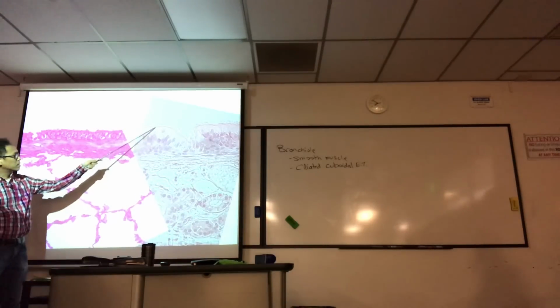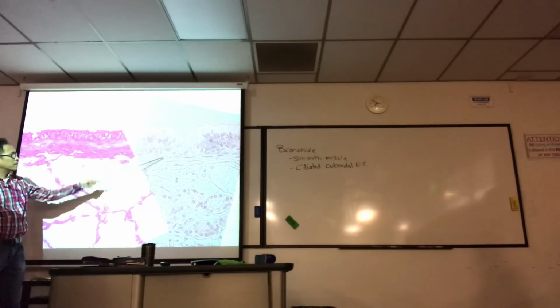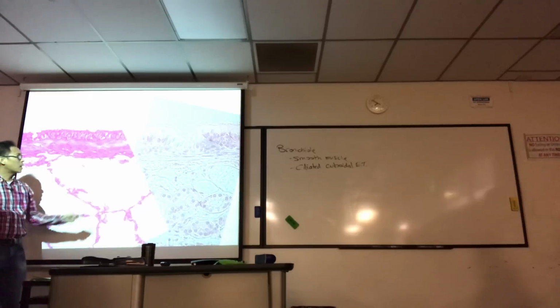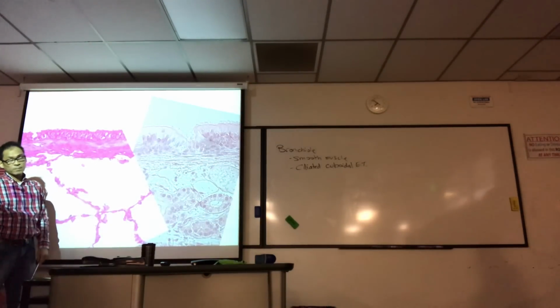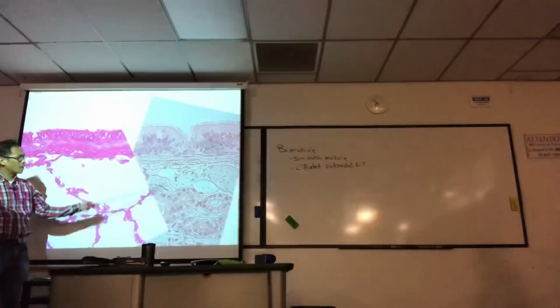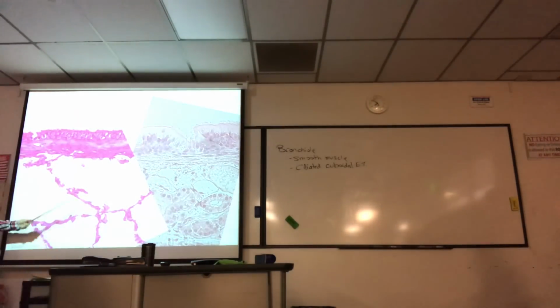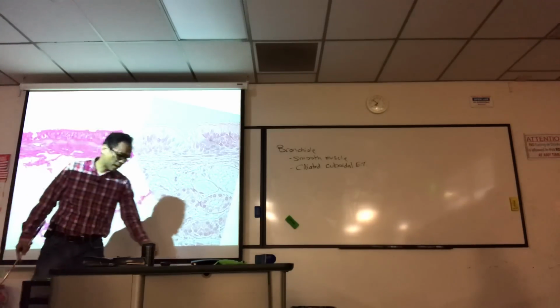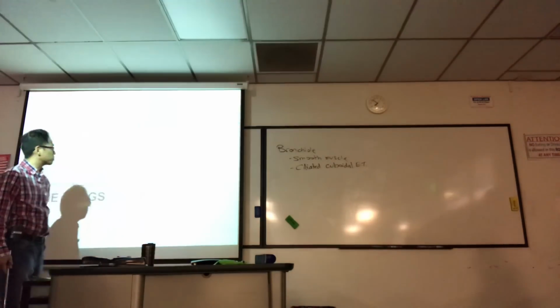This was ciliated pseudostratified columnar ET with goblet cells, so it's very different. And there's no smooth muscle. There's a submucosa and adventitia with hyaline cartilage, but there's no smooth muscle. You see it in the bronchioles, though. Okay, that's one of the structural changes. So the airways are different when you get deep into the lung tissue.